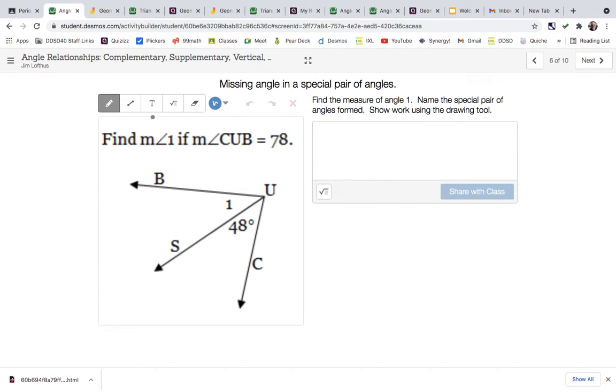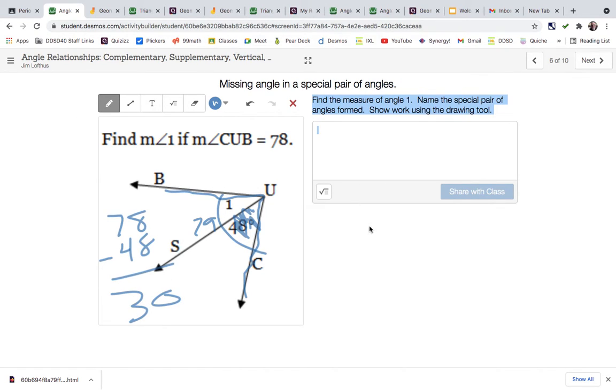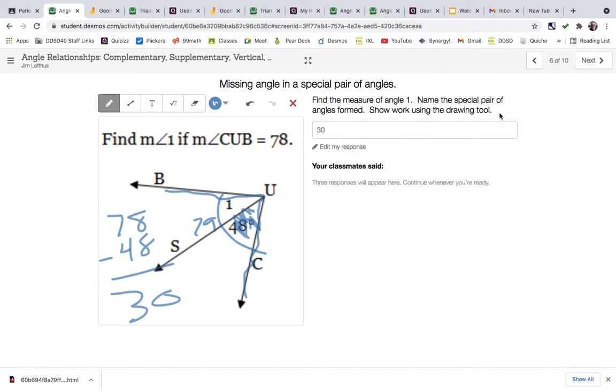Let's see, it says find the measure of angle 1 if CUB is 78. So 78 minus this 48, so CUB is this right here. So that's 78. So we're going to subtract away this part right here and get 30.